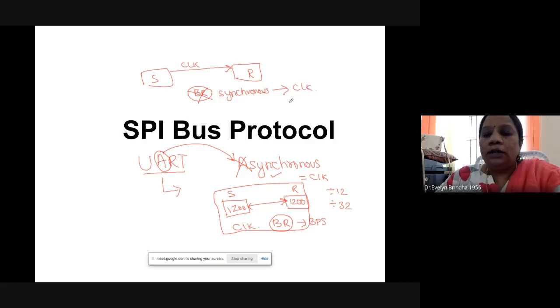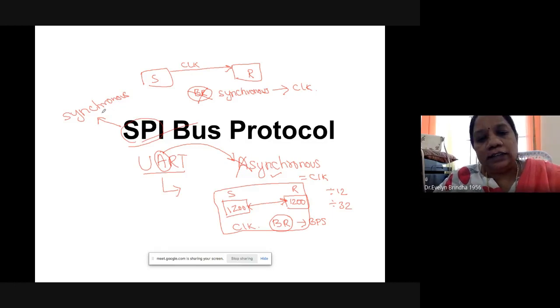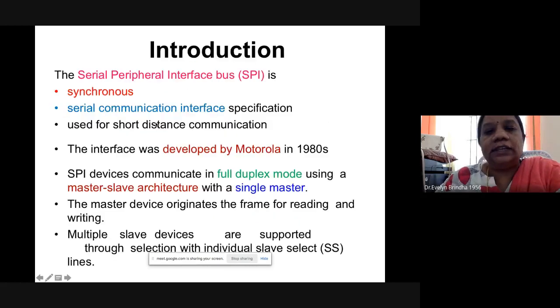Now, what is this SPI? Is it synchronous or asynchronous? SPI is a synchronous method of communication. So naturally you should understand that whenever it is synchronous, it doesn't have a baud rate setting, but it has a common clock to communicate from the sender to the receiver. Is that clear? The full form of SPI is serial peripheral interface.